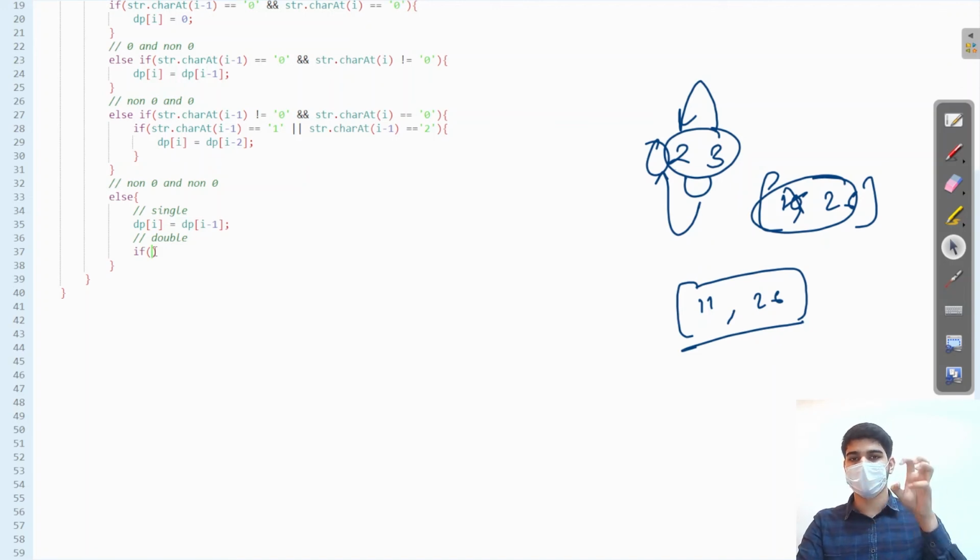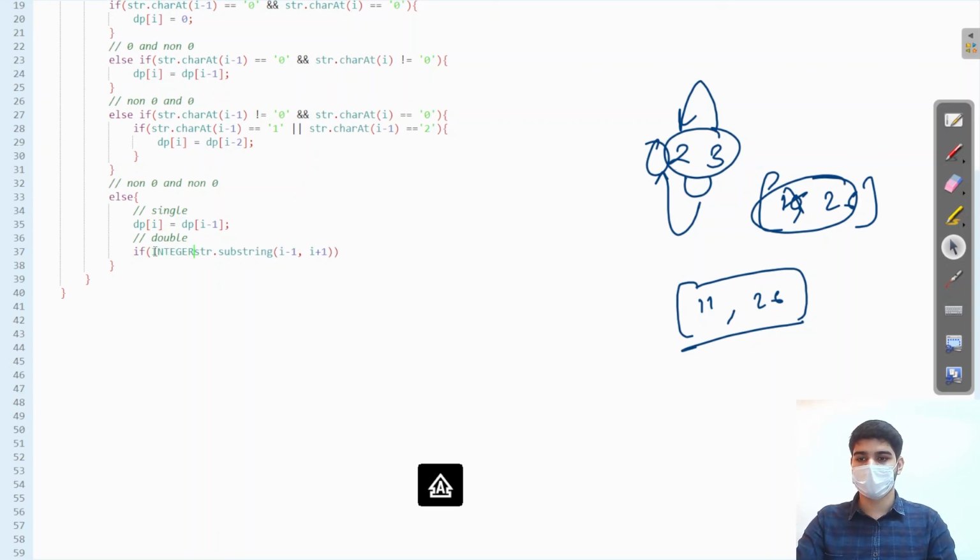I can extract a substring out of my string, which would be str.substring, and I have to get my preceding value and myself. So the preceding value would start from I minus 1, and I would get till I plus 1, which is the ith value. This would be my substring. Now this substring holds the value of my number, and this should be smaller than or equal to 26.